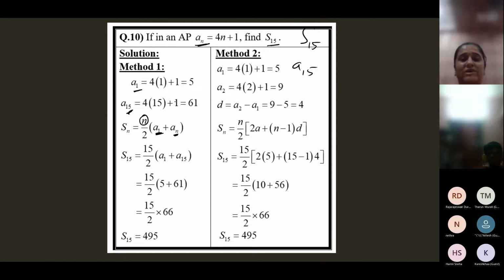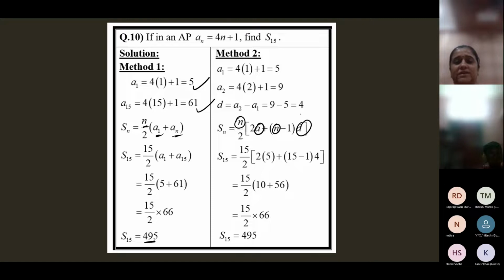You don't need to find the common difference here. Find A1, the first term, and A15, the nth term, and substitute them in the formula. So you can see here A1 we found, A15 we found, n is 15. So substitute and you can find S15. If you're using the other formula, then you need the values of a and d. n is 15, a and d. So this is a. For finding d, you need to find a2 and subtract like this.